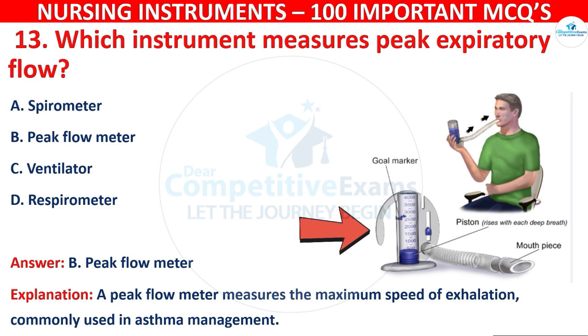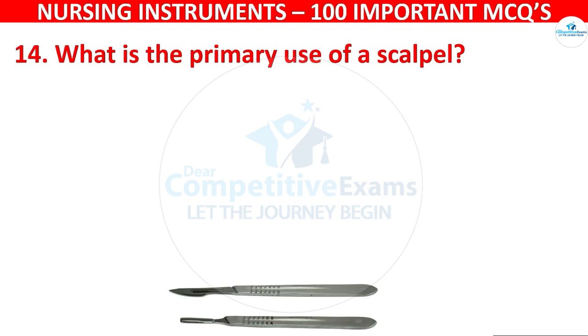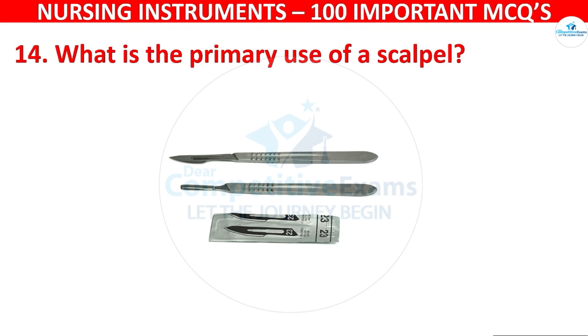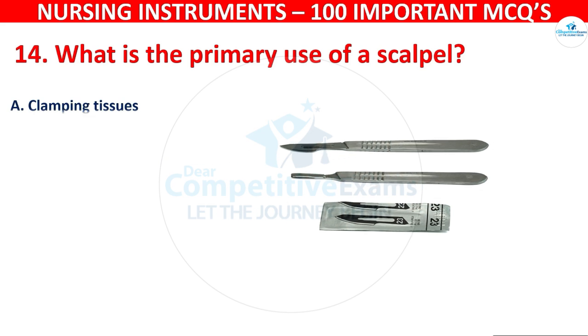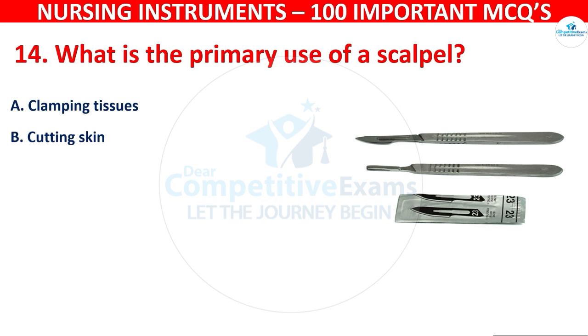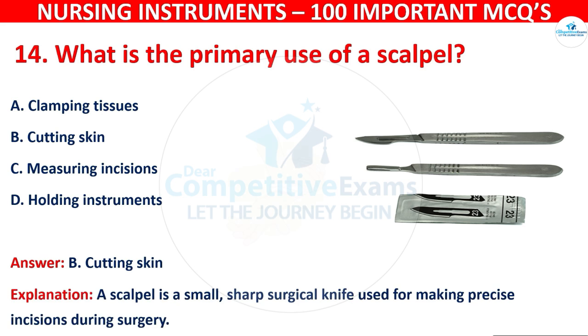Question number 14. What is the primary use of a scalpel? Your options are clamping tissues, cutting skin, measuring incisions, or holding instruments. The correct answer is B, that is cutting skin. A scalpel is a small, sharp surgical knife used for making precise incisions during surgery.